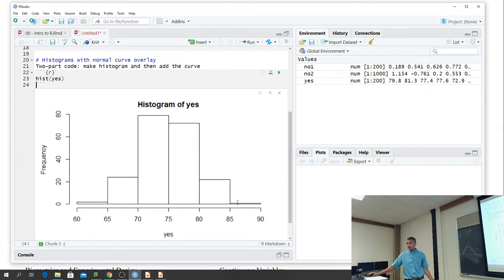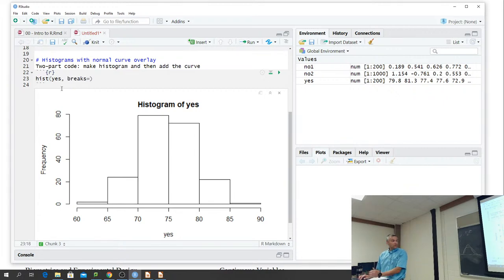And what do we notice about it? Well, we have six bars, that's it. But how many samples do we actually have in that vector? What was our sample size? 200? 200, all right. Is that enough? Is six enough to capture 200 data points? No, probably not. So what we're going to need to do is adjust our breaks.